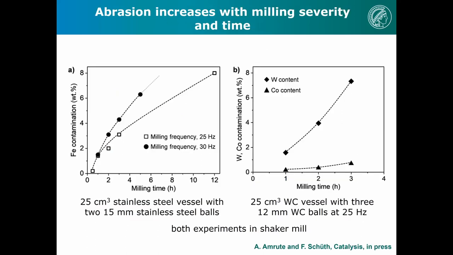Just to illustrate it a bit more, this problem with the contamination is something to always keep in mind. When you do milling, here's milling time in a stainless steel vessel, different frequencies, and you see you have several percent of iron in the product. Here, the same for a tungsten carbide vessel, several percent of tungsten in the product, and also cobalt. Cobalt is the binder in a hard material like tungsten carbide, so there's always some cobalt in it.